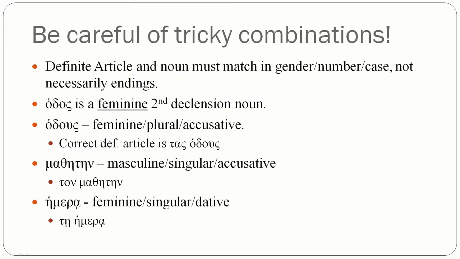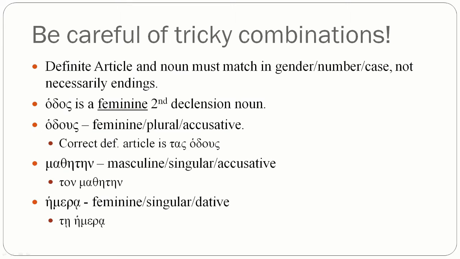Okay, the definite article is always standard. Okay, masculine always uses second declension endings, neuter always uses second declension endings, feminine always uses first declension endings, but not all feminine words are first declension. Here's an example. Hodos is a feminine second declension noun. Okay, so now we have a problem. Okay, because what's going to happen here is the definite article endings are not going to match up with the noun ending, basically.